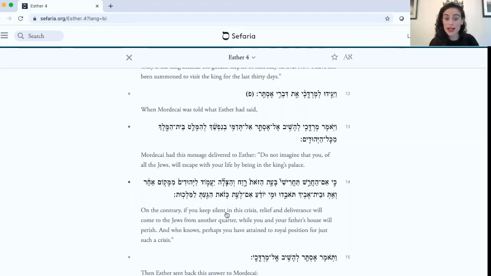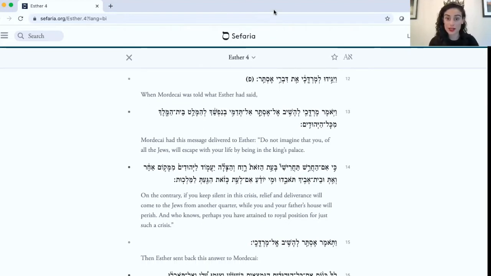If you keep silent in this crisis, relief and deliverance will come to the Jews from another quarter, while you and your father's house will perish. And who knows, perhaps you have attained to royal position for just such a crisis. Mordecai says to Esther, you're not going to be saved just because you're the queen. And don't worry, the Jewish people will live on whether you help us or not. But don't you think that perhaps you were the queen for just this moment?